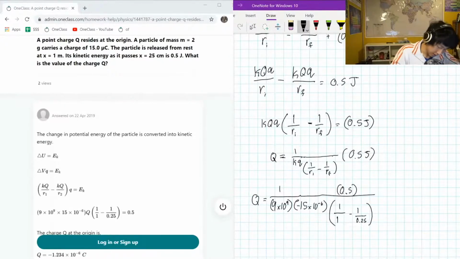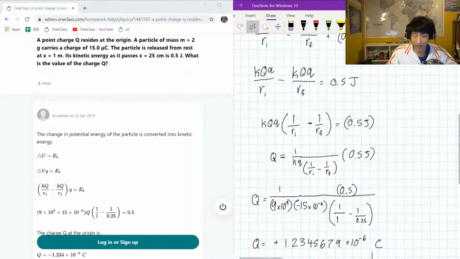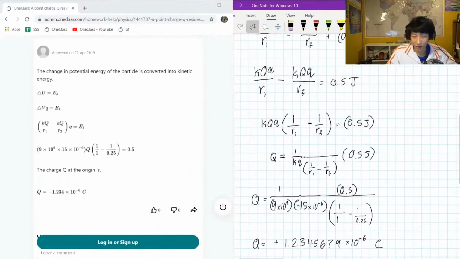And my result for this is a positive value, 1.23456. This is too perfectly set up. 1.2345679 times 10 to the negative 6 coulombs. That's like way too perfect of an answer. That's pretty beautiful.